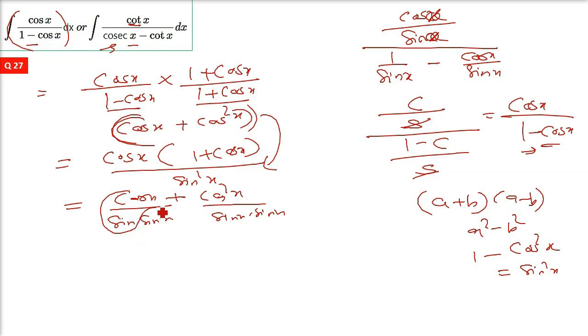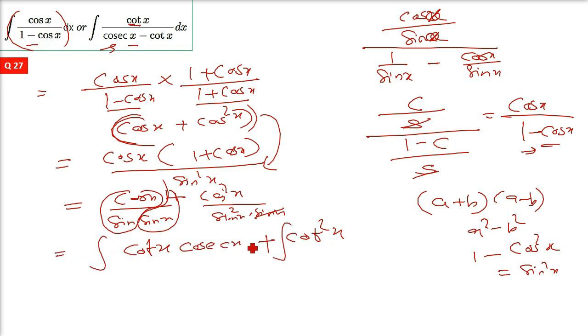So this cos x by sin x is cot x, and this 1 by sin x can be written as cosec x. And we have plus again cos square x by sin square x, which is cot square x, and we have the standard result for it. Let us now start integrating it. We ought to have a dx always together. Cot x cosec x integration is minus cosec x.